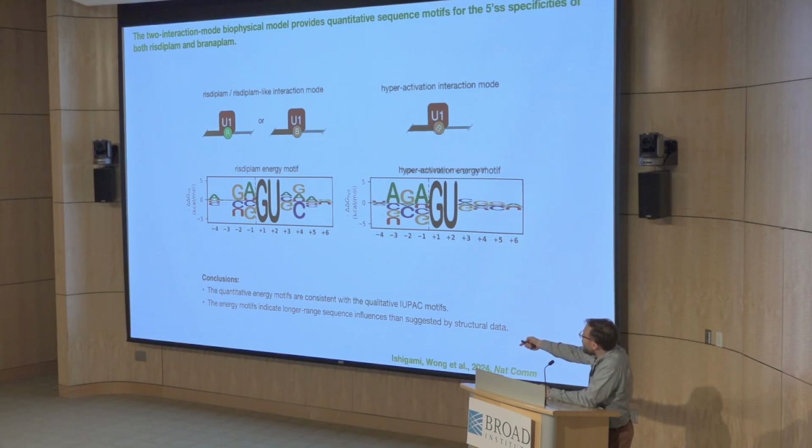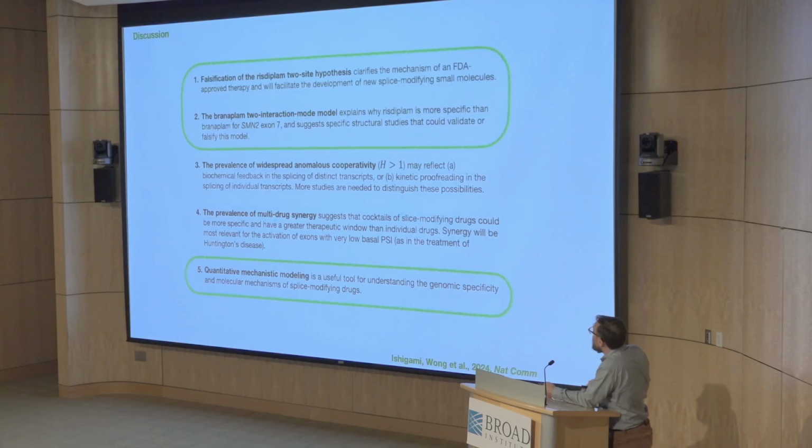However, the risdiplam energy motif has an obligate adenine at position -4, as well as a very deleterious cytosine at position +4. The hyperactivation energy motif has an obligate adenine at position -3, but no real dependence on -4 or +4. So we conclude that the quantitative energy motifs of the risdiplam interaction mode and the hyperactivation interaction mode are both consistent with the IUPAC motifs, and they're largely consistent with the Bulger pair mechanism, but less so, but there's other stuff going on there.